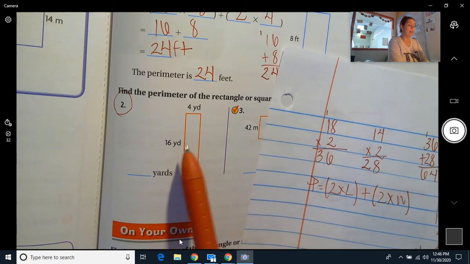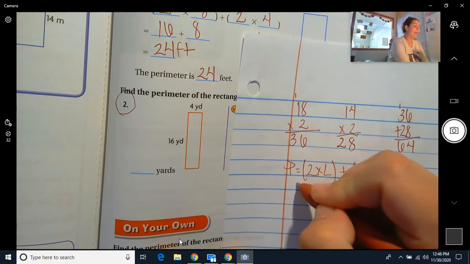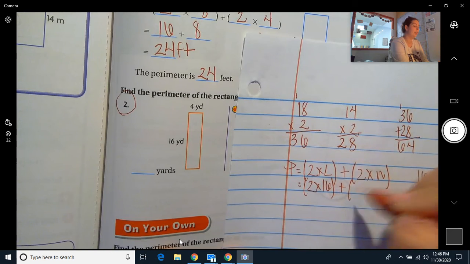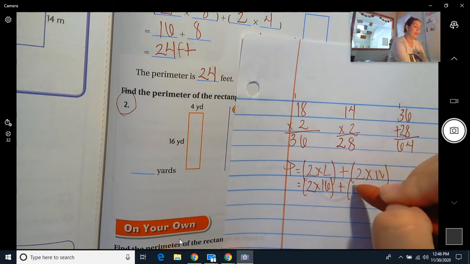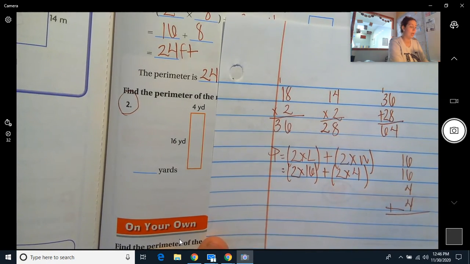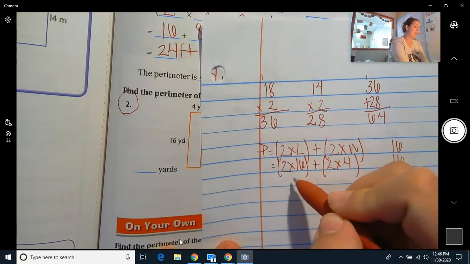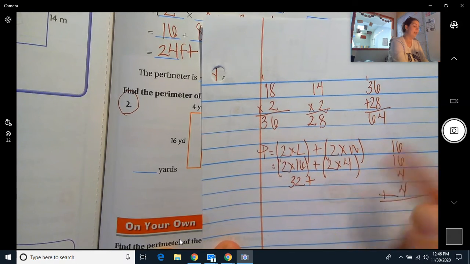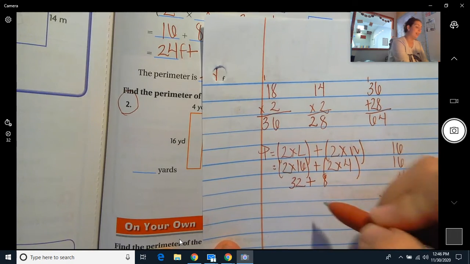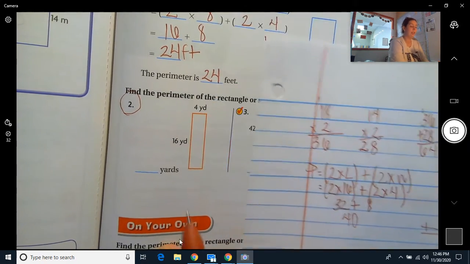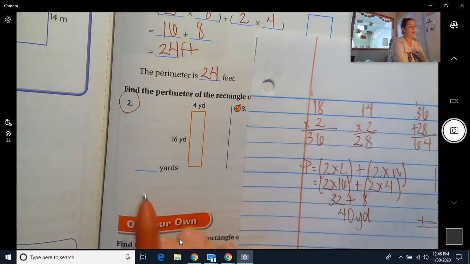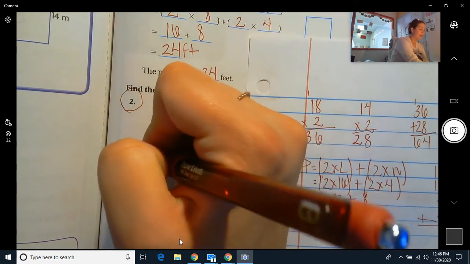So my length is 16. So this would end up being 2 times 16 plus my width is 4, 2 times 4. So then I would do my math. I know 2 times 16 is 32. So 32 plus 2 times 4 is 8. 32 plus 8 does equal 40. I would add my label, which is yard, YD, and then I would also write it right here, 40 yards.